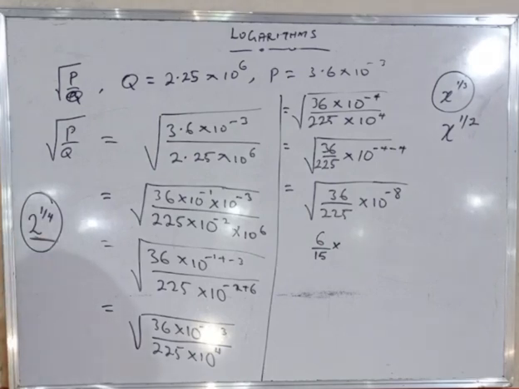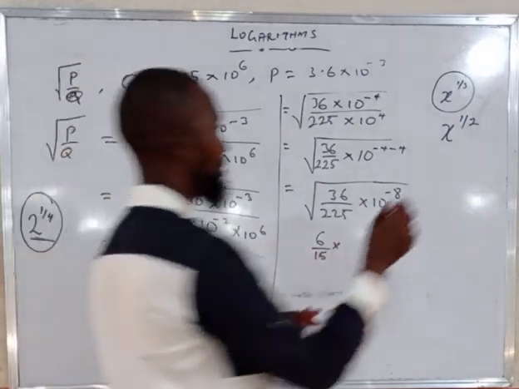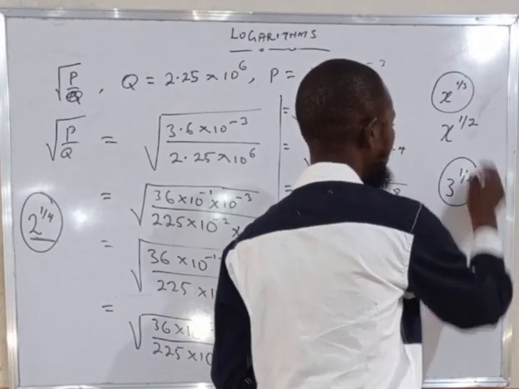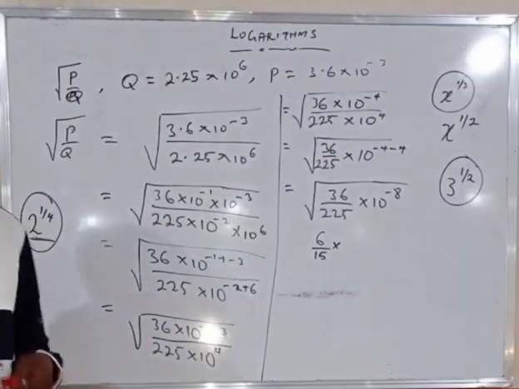Is it clear? Is it clear? Oh, yeah. Let's see this one too. 3 raised to the power 1 over 2. What's the meaning of this? It means what?